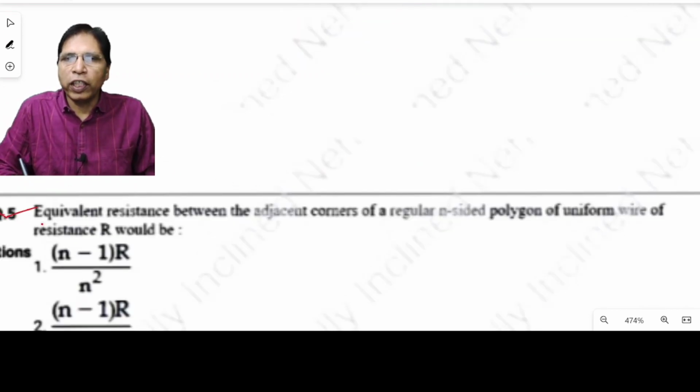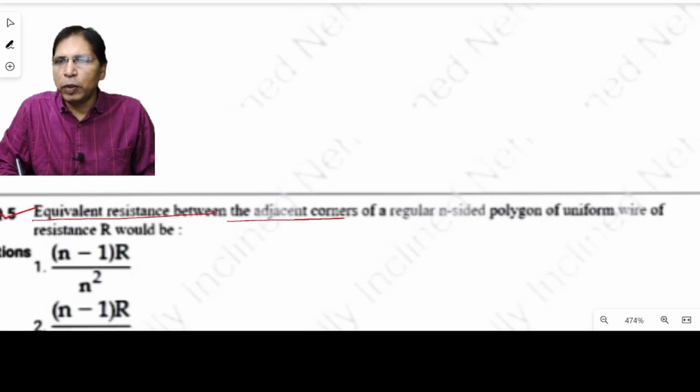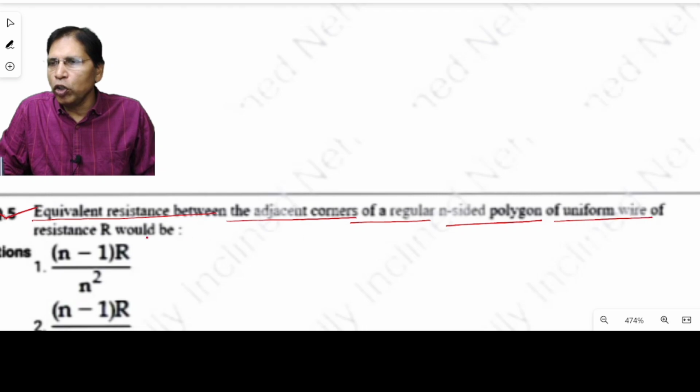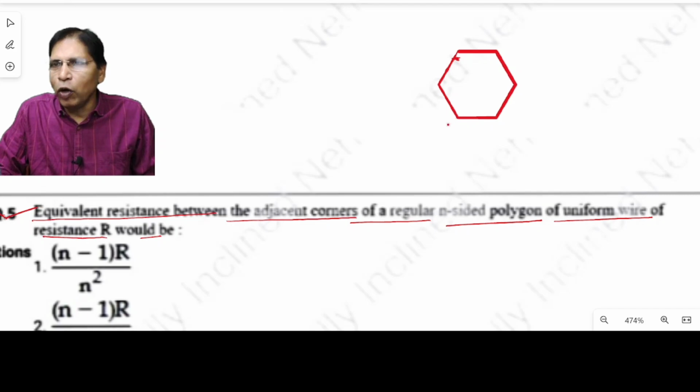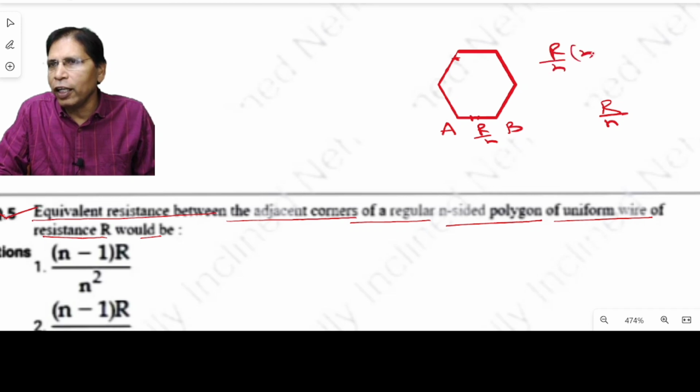Now question number 5. The equivalent resistance between the adjacent corners of a regular n-sided polygon of uniform wires of resistance R would be. Look at this, this is the n-sided polygon. Now we have to calculate the resistance between A and B. Total resistance is R, so the resistance of each arm is R by N. So the resistance of this section is R by N, and the resistance of the rest of the section is R by N into N minus 1.